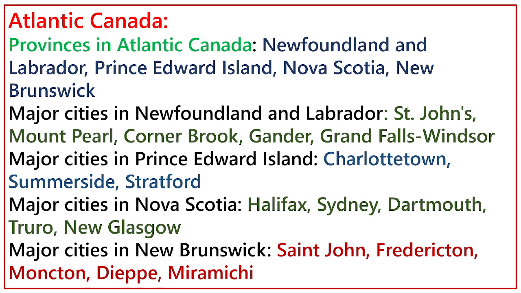Major cities in Prince Edward Island: Charlottetown, Summerside, Stratford. Major cities in Nova Scotia: Halifax, Sydney, Dartmouth, Truro, New Glasgow. Major cities in New Brunswick: St. John, Fredericton, Moncton, Dieppe, Miramichi.